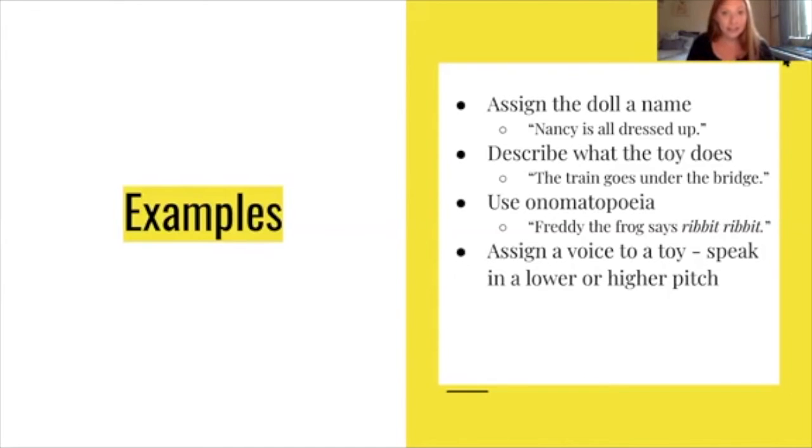So if you're saying Nancy is all dressed up, the child's going to start feeling like, oh, Nancy is my friend, like it's my doll, I like to play with her. And so then you can talk about what Nancy is doing, and Nancy can do all kinds of silly things. You can describe what the toy does. So again, the classic train example, the train goes under the bridge, but you could also push this one step further, as we were talking about scaffolding.